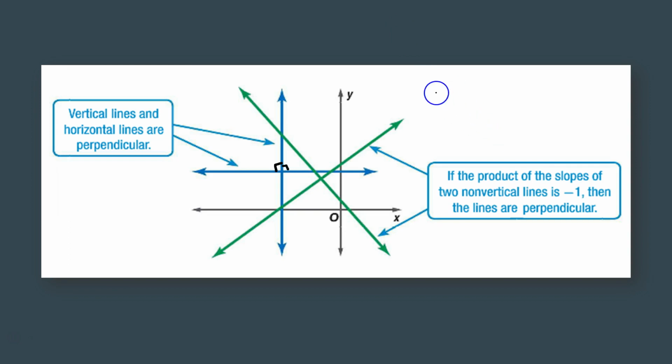So same example as we did before. If we have a slope of 4, remember 4 is going to be 4 over 1 as well. Then if it's perpendicular, it's going to be -1/4. Notice it flips and it becomes a negative. So that's how you get a perpendicular slope from the first slope that you have. It flips and then you multiply it by a negative.